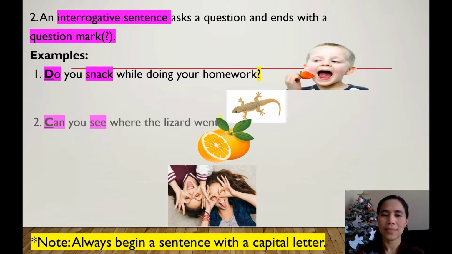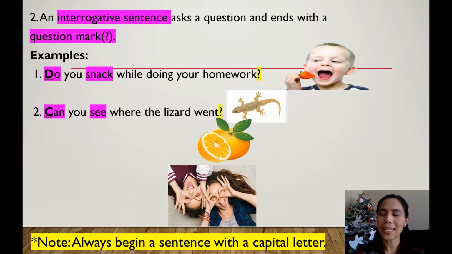Second example. Can you see where the lizard went? Again, we begin the sentence with a capital letter and end it with a question mark. And the verb can see is our complete verb, and we could use that as a starting point to make it an interrogative sentence.